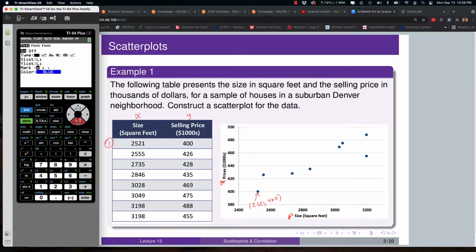Mine's already chosen. Make sure your x list is list 1 if you put your x values there, and the y list is list 2, or whatever list you may have put your y values in. It doesn't have to be list 1 and list 2; you've got other options there. Then we do zoom 9, and we get our scatter plot, and it looks quite a bit like the one we see on the screen over here. So it's pretty simple, and you can do that with any scatter plot, just in case you have to look at one.